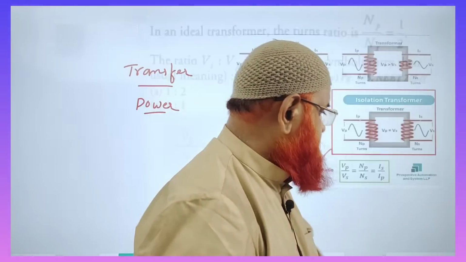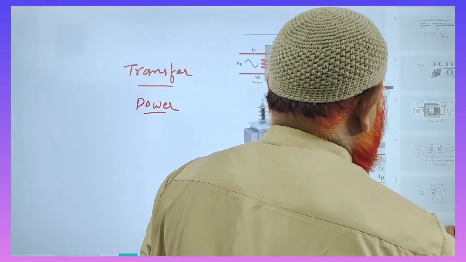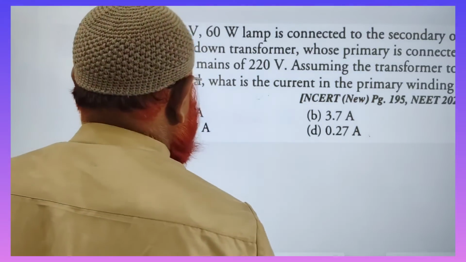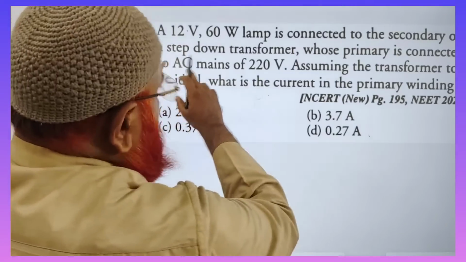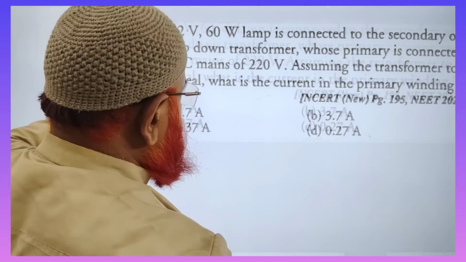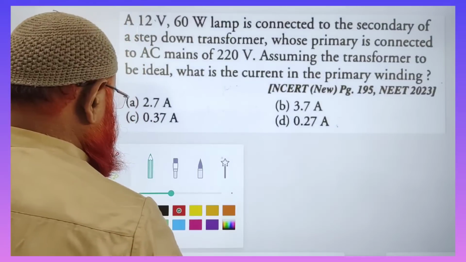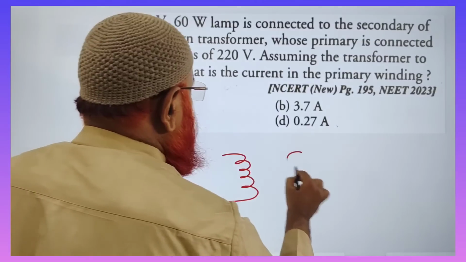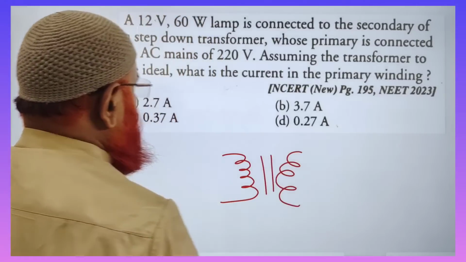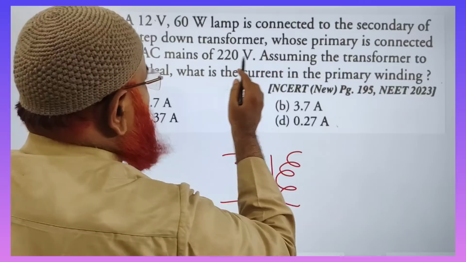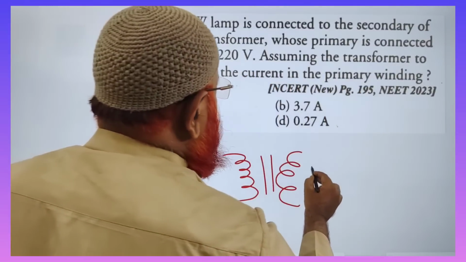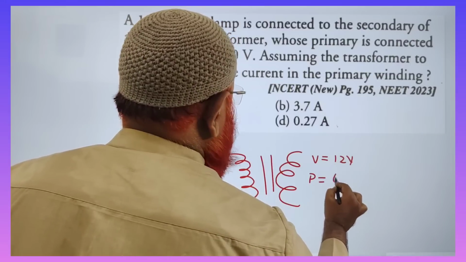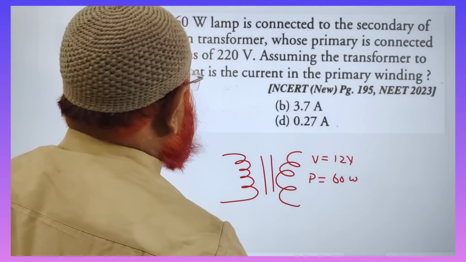Now let us go for the next case. Now just see what is going to happen. At 12 volts, okay, so this is a transformer. 12 volts, 16 watts lamp is connected to the secondary. So what is here? Voltage is how much? 12 volts. And power is how much? 60 watts is connected to the secondary.